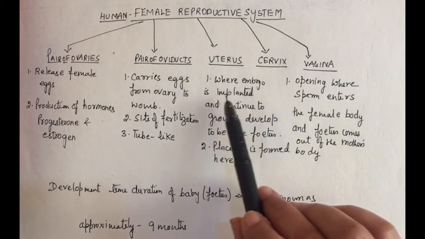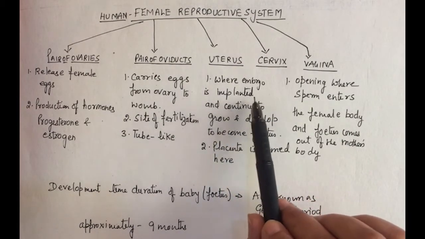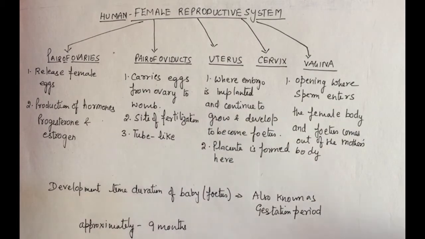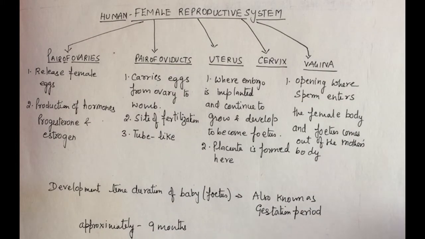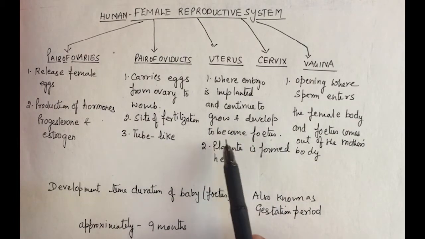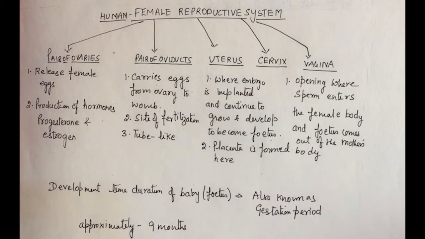Then comes the uterus. Uterus is where the embryo is implanted. When egg is fertilized in oviduct, the first cell which is formed is known as zygote. The zygote, when it divides a number of times, produces embryo. This embryo then goes to the uterus and is implanted and continues to grow and develop to become fetus. Here the placenta is formed. Placenta is the connection between mother and embryo.